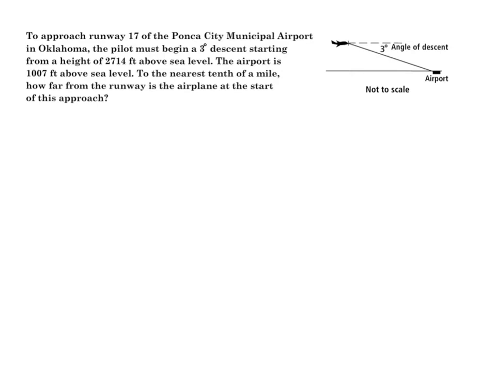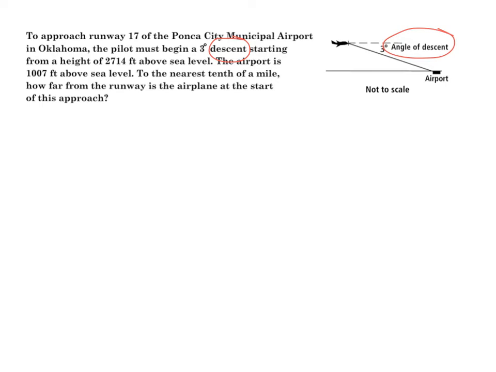Okay, so on this question it says to approach runway 17 of the, I'm guessing that's pronounced Ponca City Municipal Airport in Oklahoma, the pilot must begin a 3-degree descent starting from a height of 2,714 feet above sea level. The airport is 1,007 feet above sea level. To the nearest tenth of a mile, how far from the runway is the airplane at the start of his approach? This is an angle of depression question because of the word descent, and in the actual picture it says angle of descent.